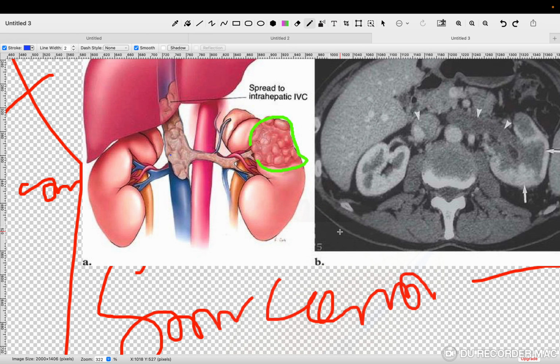So now comes a question, and a really important question. Why the bone? It does not make sense to have the bone. Well, there is something called the Batson system. Let me show you the Batson system. They love to ask about it. Batson system, vein.